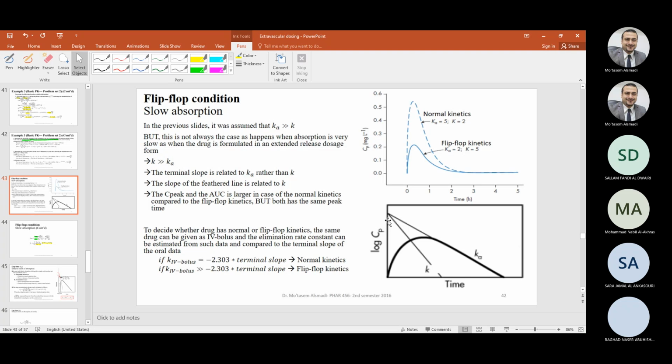How do you know? Okay, one is bigger than the other, but just because one is bigger than the other, you don't know. The bigger one could be the absorption rate constant, and therefore you have normal kinetics, or it could be the elimination rate constant, and therefore you have flip-flop kinetics. Yes, that's how to make a decision. Usually, to make decisions you use assumptions. You have to have a certain clue or a certain proof that you have either this case or that.